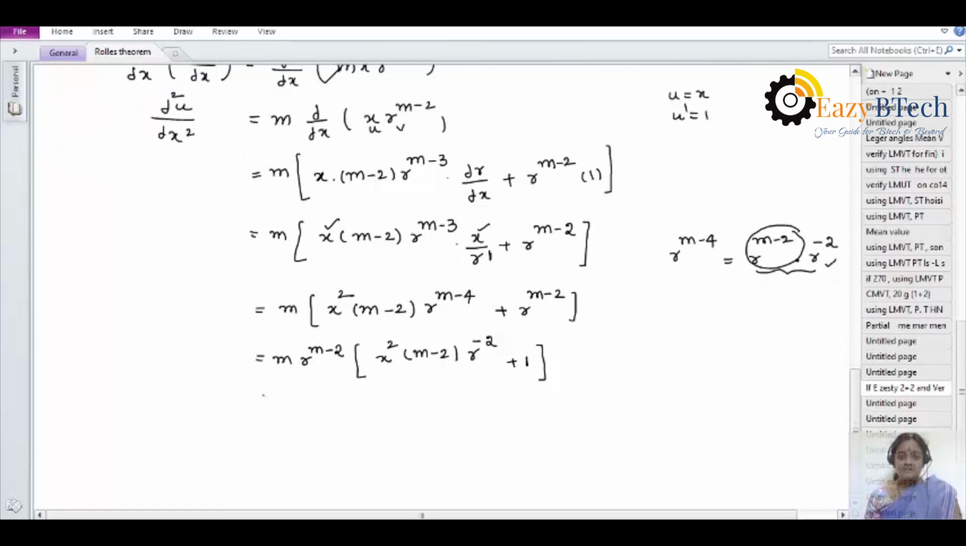Coming to the simplification: m r power m minus 2 and m minus 2 into x square by r square plus 1. Students, simply I wrote r power minus 2 as 1 by r square here and again plus 1 here. So which value is this one, students? Dou square u by dou x square. So actually the question consists of dou square u by dou x square plus dou square u by dou y square plus dou square u by dou z square.